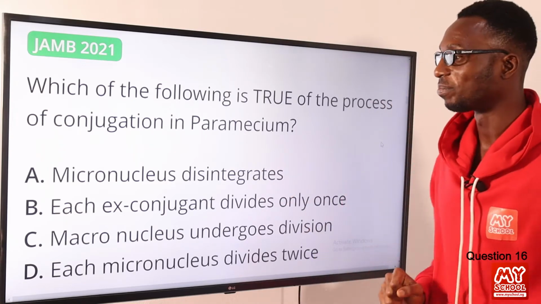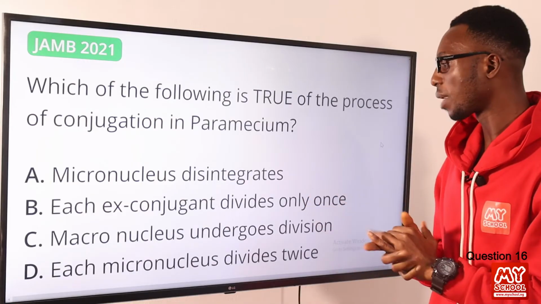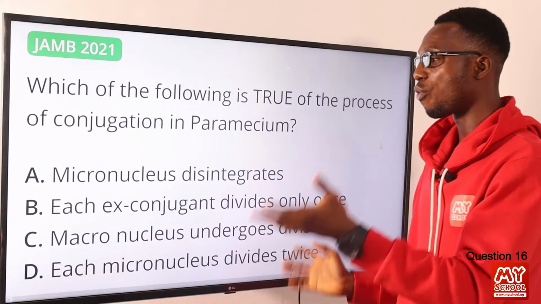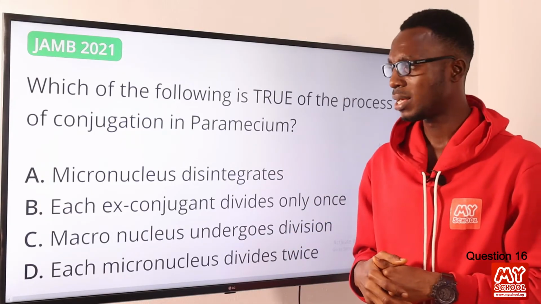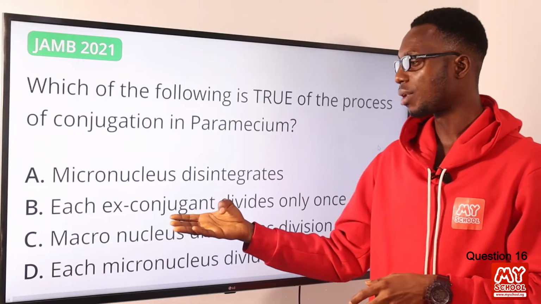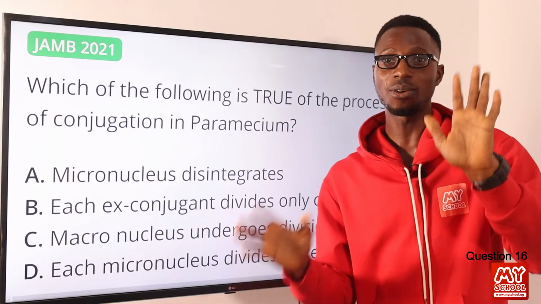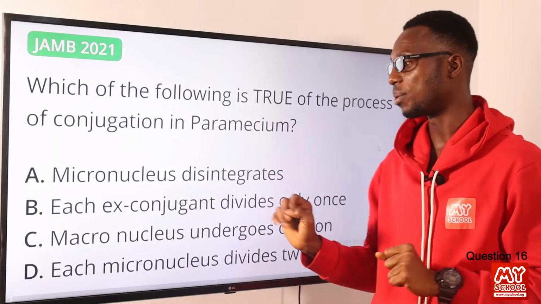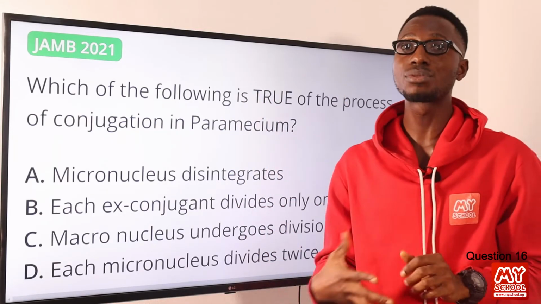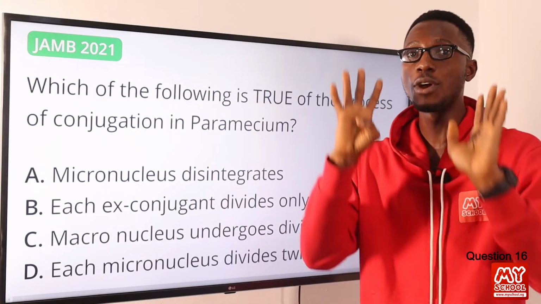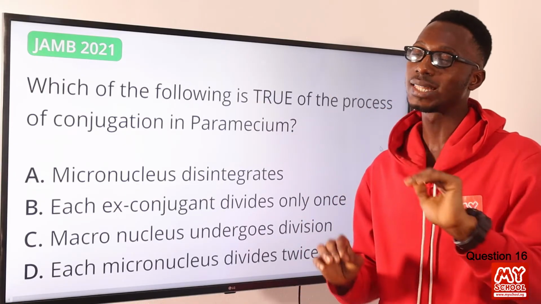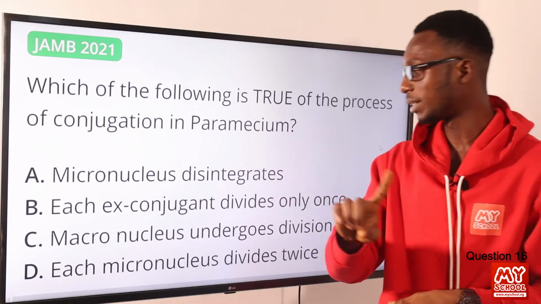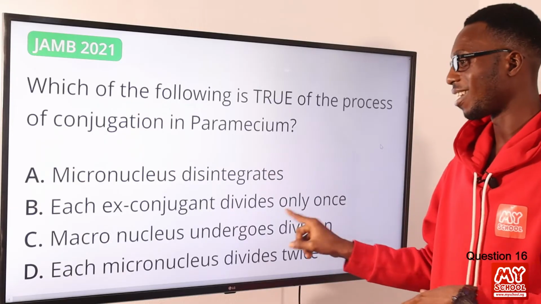So let's go to B: each conjugant divides only once. This is incorrect as well. After the whole process of exchange has taken place, each conjugant, a separate paramecium cell, has to undergo two rounds of binary fission to give you four daughter cells. So each conjugant, two rounds, to give you four daughter cells. Not just one round, we have two. So this is cancelled as well.